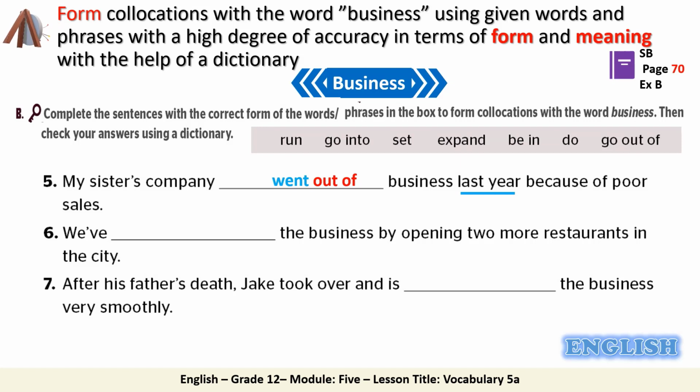Then, which word have you used for sentence 6? Excellent, expanded. Why do we use the past participle of the verb here? Excellent, because it is preceded by have. Finally, of course, sentence 7 takes running the business. Do you know why we should add ing to the verb? Exactly, because it is preceded by is.